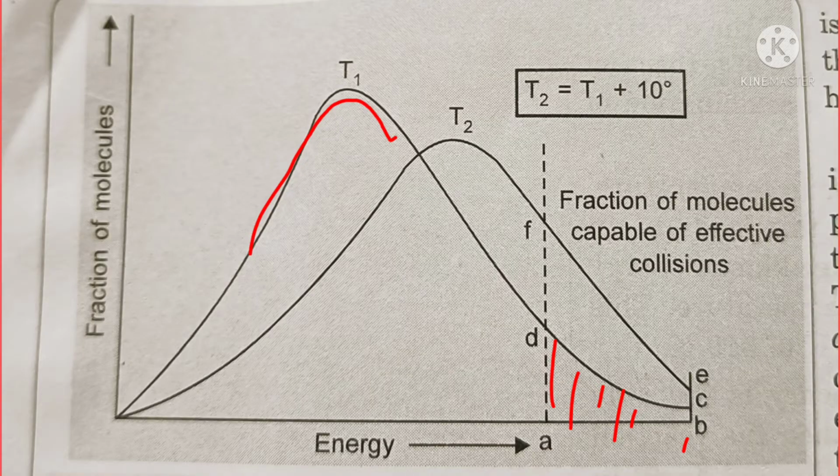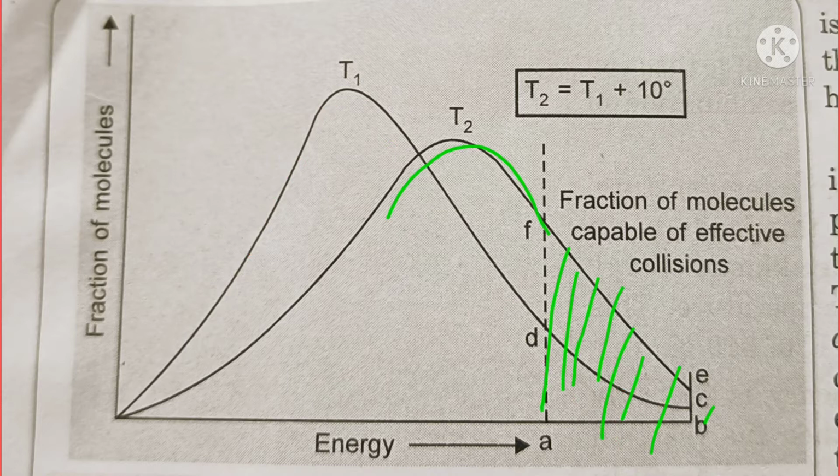At temperature T1, the fraction of molecules capable of effective collisions is less. But at a higher temperature T2, the fraction of molecules which are capable of effective collision more than doubles, so the rate of reaction is also doubled. So rate is faster at higher temperature.